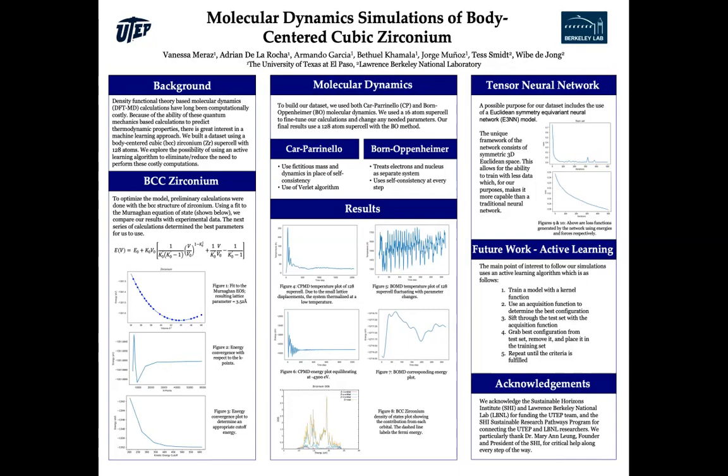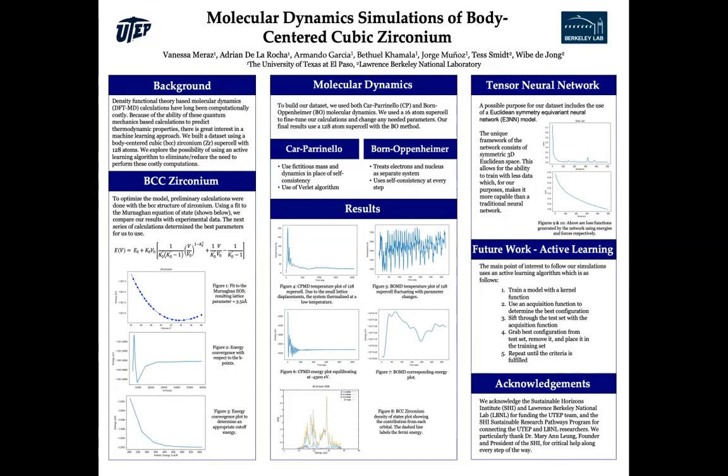The first one, Car-Parrinello, uses fictitious dynamics and a fictitious electronic mass to keep the electrons in the ground state, and it uses the Verlet algorithm, which calculates the trajectory by integrating Newton's equations of motion. Our second method, Born-Oppenheimer, calculates self-consistency at every step to keep the electrons in the ground state, which is more costly than the Car-Parrinello calculations.